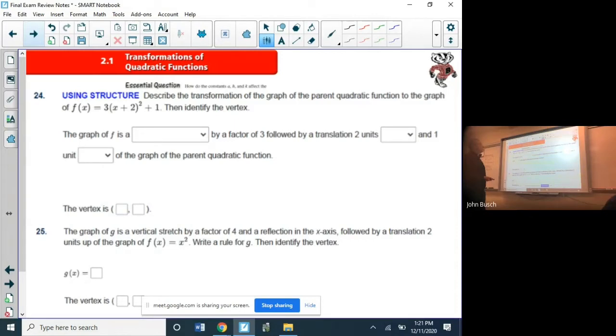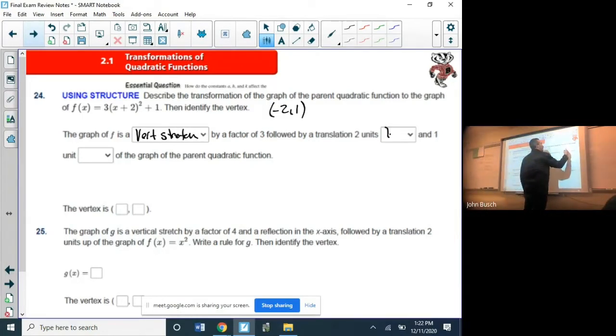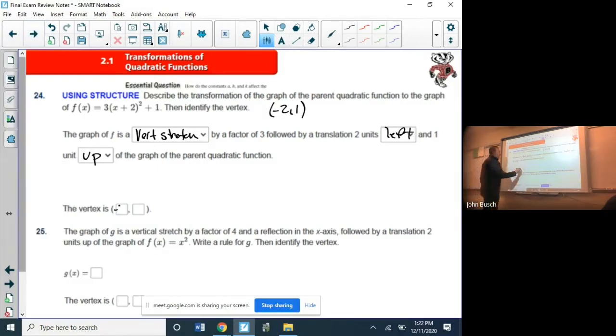Identify the vertex. Well, the vertex we know is -2, 1. And there's 3 transformations. The graph of f is a vertical stretch by a factor of 3, a translation 2 units left. Remember, everything that's horizontal is the opposite of what you think, and 1 unit up of the graph. And the vertex is -2, 1.